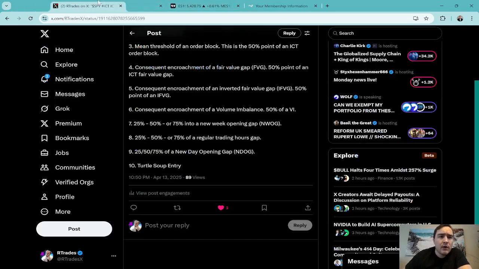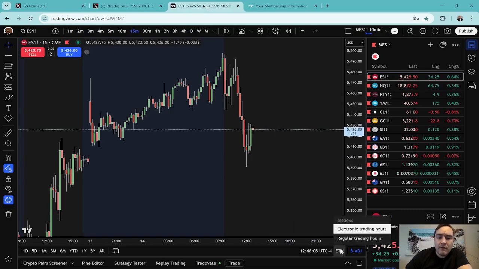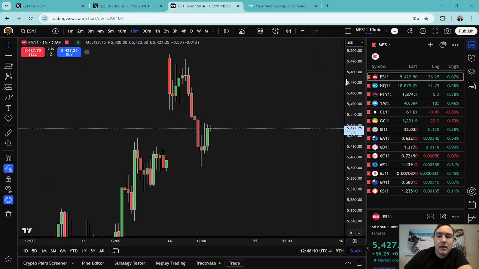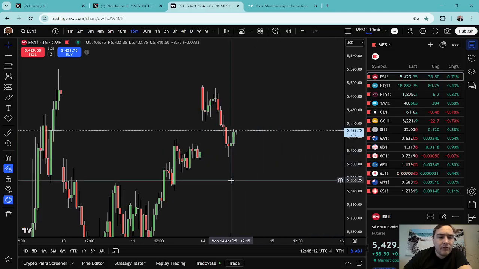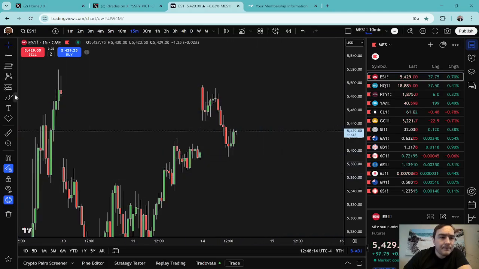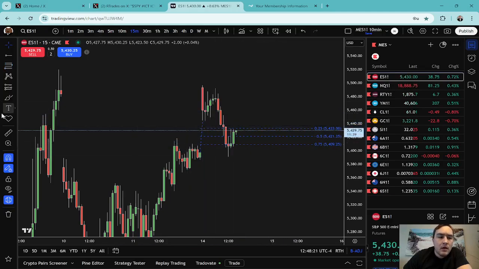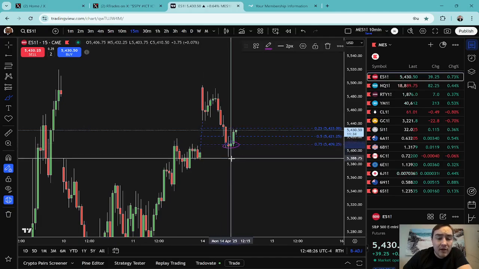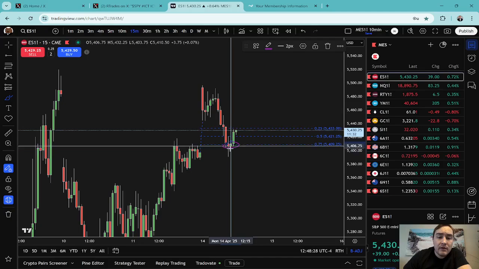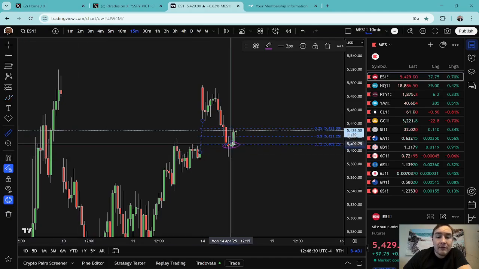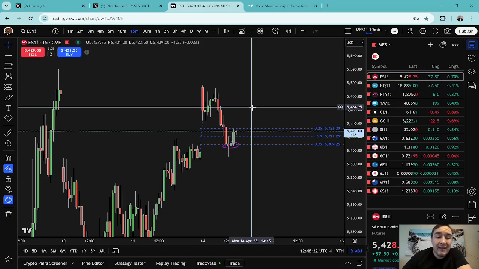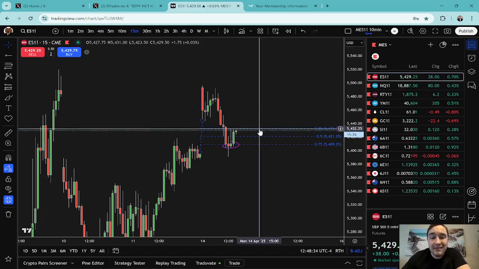Okay, so now we've been through the new week opening gap. All right, 25, 50, or 75% of a regular trading hours gap. I think that there are potentially some examples of that today. All right, so we have a regular trading hours gap between Friday and Monday's trading. You could have taken a long, as we're speaking today, at the 75%. Yes, the market came down and traded lower, but as of right now, you'd be in some profit. You'd be in 18 points of profit, which is not a bad scalp.